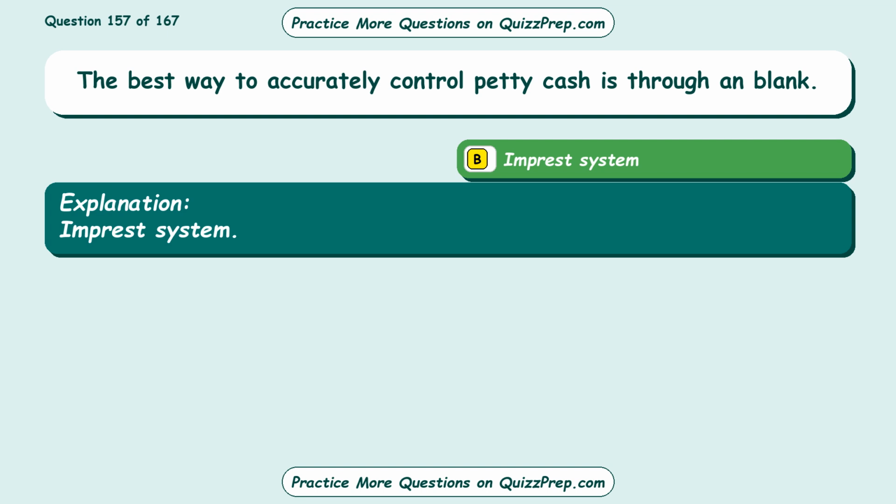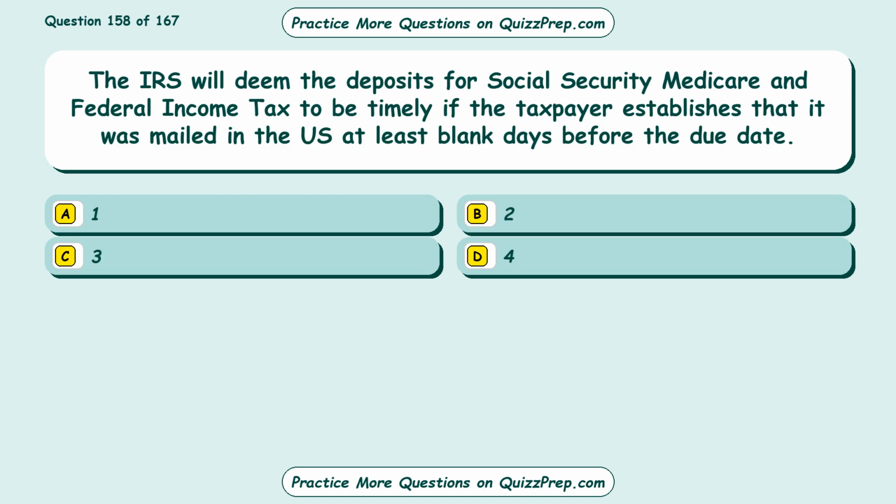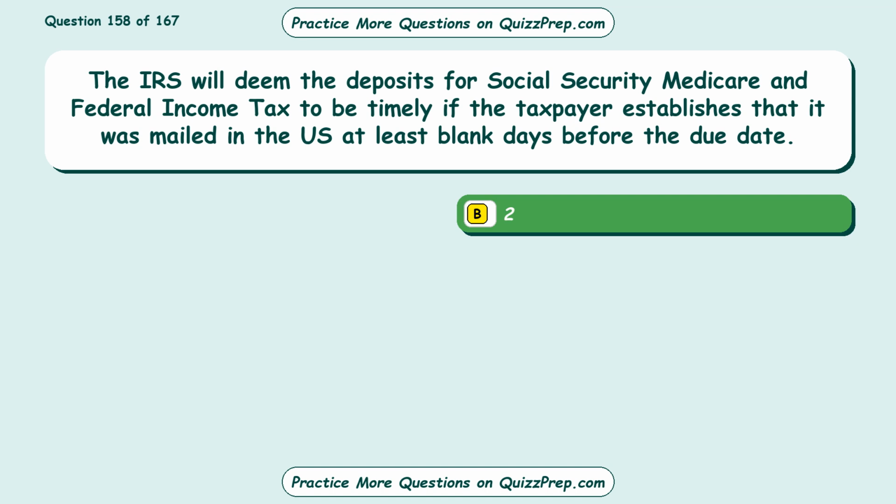Imprest system. Question 158. The IRS will deem the deposits for Social Security, Medicare, and federal income tax to be timely if the taxpayer establishes that it was mailed in the U.S. at least blank days before the due date. Option A, 1. Option B, 2. Option C, 3. Option D, 4. The correct answer is option B, 2.